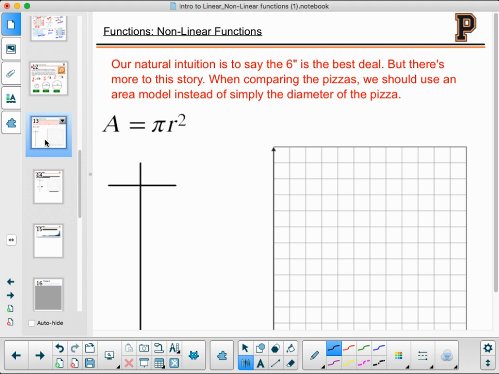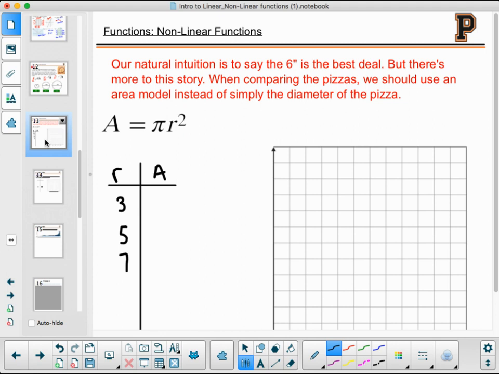Now, area is a result of taking pi times the radius squared, with the radius being exactly half of the diameter, if you guys remember these formulas from last year. All right, so let's take a look at radius compared to the area. We had a 6-inch pizza, which would have a radius of 3. We had a 10-inch pizza, which would have a radius of 5, and we had a 14-inch pizza, which would have a radius of 7.